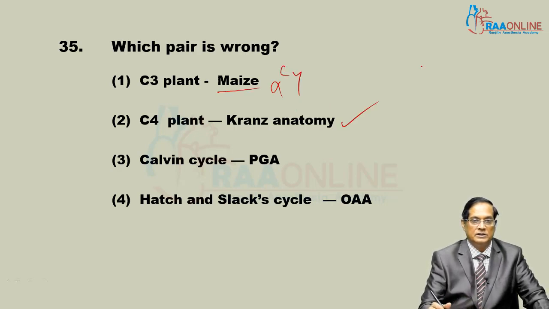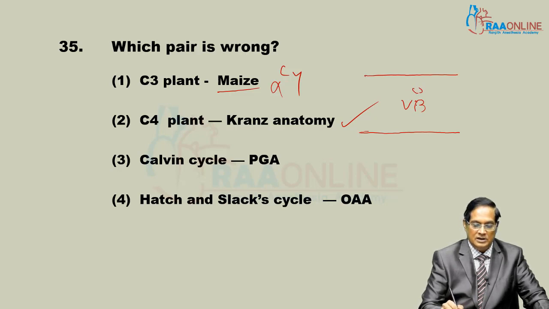Kranz anatomy is found in their leaf. What is Kranz anatomy? This is the section of a leaf. This is the vascular bundle area. And you see the ring-like orientation of mesophyll cells around the vascular bundle. These are the mesophyll cells in the leaf, arranged in a ring around the vascular bundle.